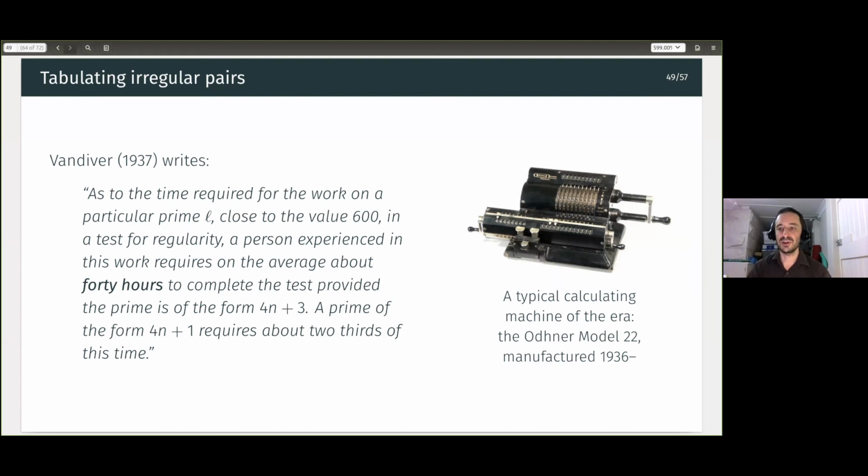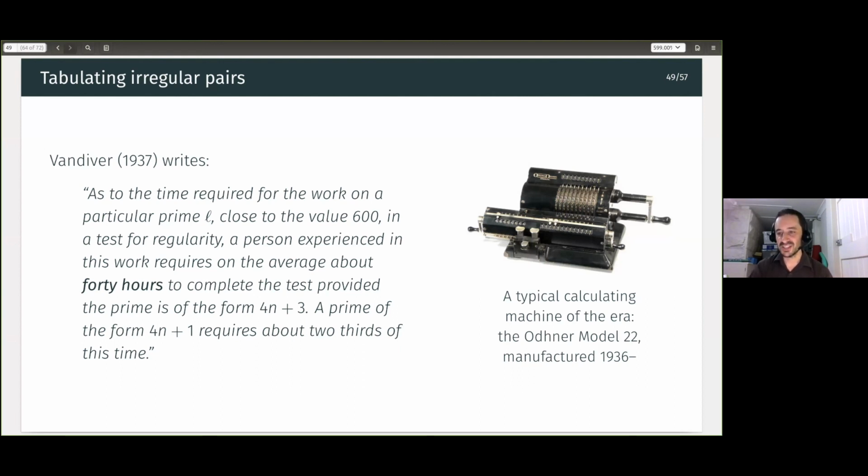And he is also very interested in computational complexity. So here's what he writes. "As to the time required for the work on a particular prime l close to the value 600," so that's about as far as they went, "in a test for regularity, a person experienced in this work requires about 40 hours to complete the test." So this is a good week of work for one of these primes, provided the prime is of the form 4n plus 3. If it's of the form 4n plus 1, you can save about a third of the time.